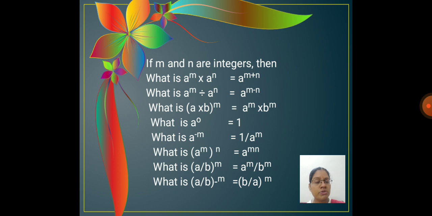What is a by b raised to the power minus m? So the denominator is changed here: b by a raised to the power m. Yes. Now let's revise what you have learnt in the previous class with an example.